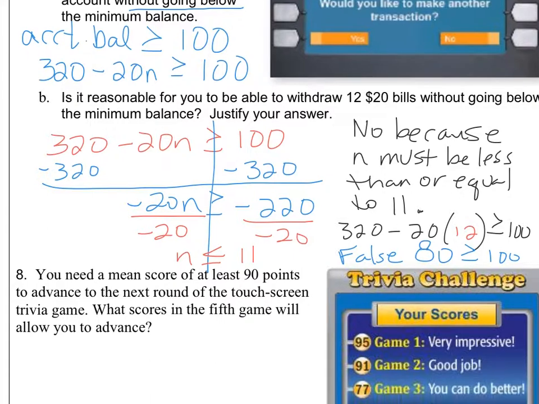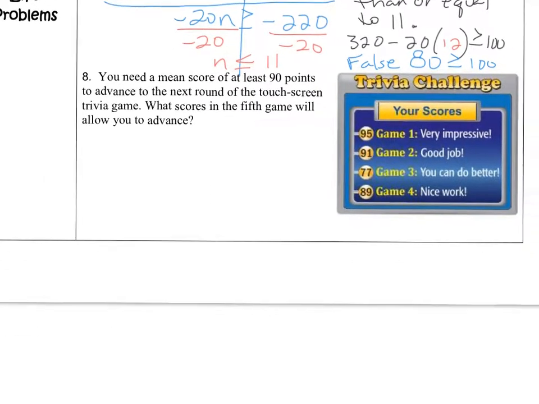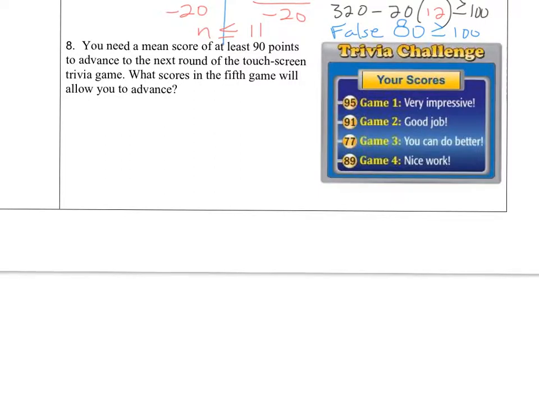Okay, so as we go and look at number 8, in order to really do number 8, again, you need to take a moment to read it and study it. So go ahead and read it and study it. Pause your video for a moment and then come back and we'll discuss it. So in order to do number 8, we need an average score of at least 90 points. So when it says at least, we can't have an average score of 80 because that's not at least 90. So we need 90 or better. So greater than or equal to 90.